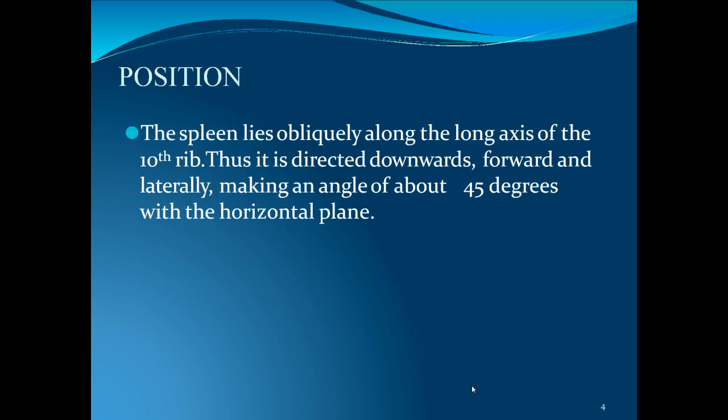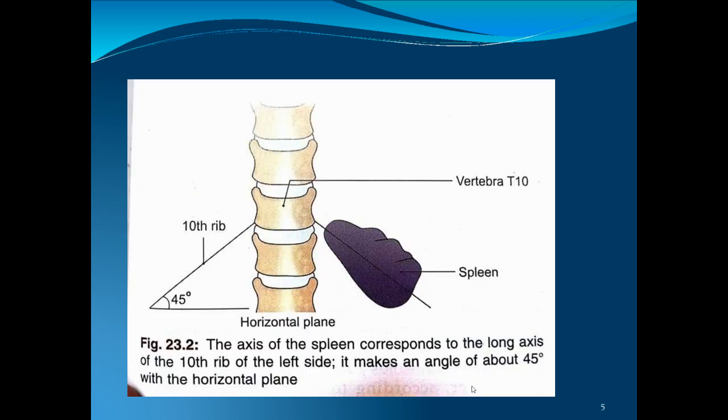Now we'll see the position of the spleen. The spleen lies obliquely along the long axis of the tenth rib. Thus, it is directed downwards, forward, and laterally, making an angle of about 45 degrees with the horizontal plane. You can see the axis of the spleen.